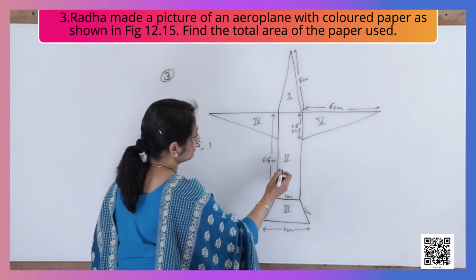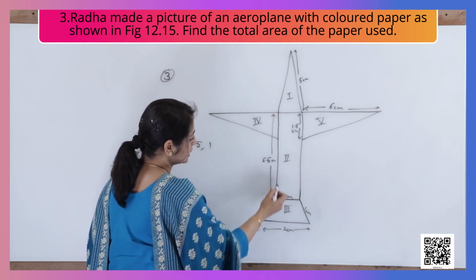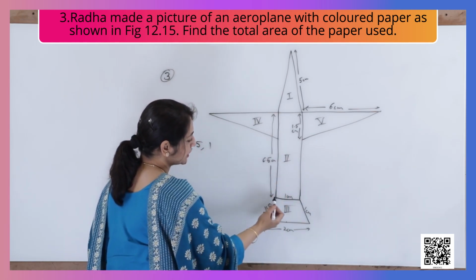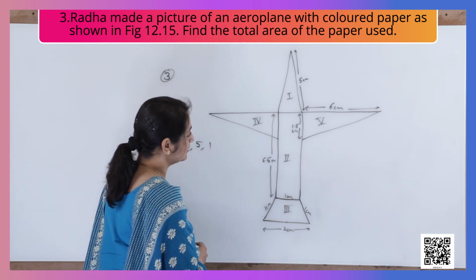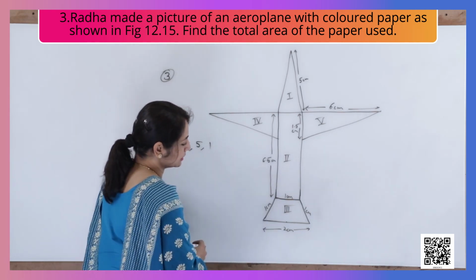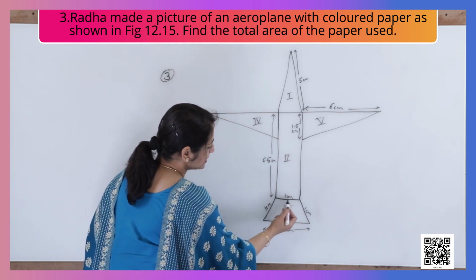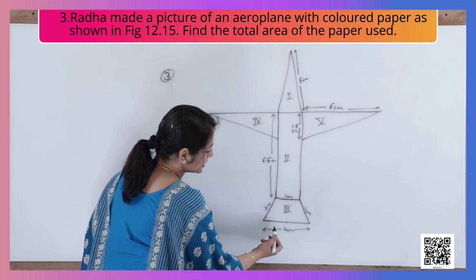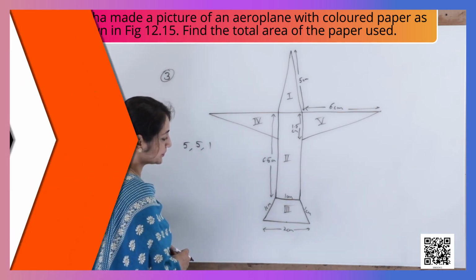Now look at the second part. It is in the shape of a rectangle. The length of the rectangle is 6.5 centimeters and the breadth is 1 centimeter. So area can be easily calculated. Now look at the third part. It looks like a trapezium. Here this length is 1 centimeter and this length is 2 centimeters. So how can we calculate the area of this part?